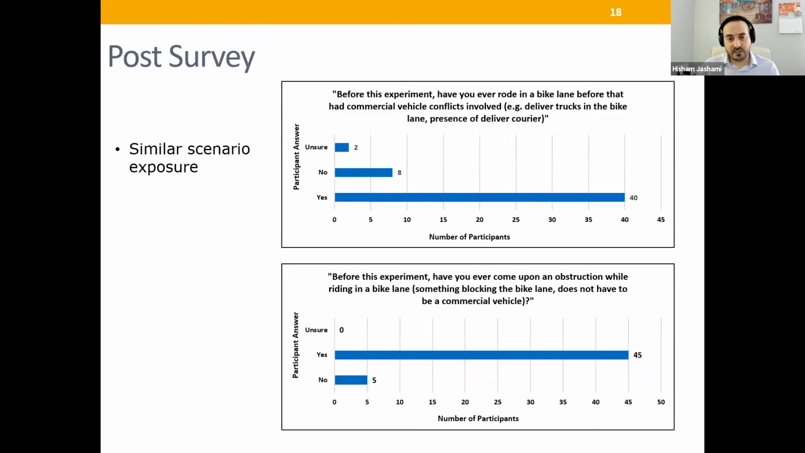We also asked them some questions, as we mentioned, and here are some questions that participants were asked. So I'm going to read it from the slide. Before this experiment, have you ever ridden in a bike lane that had commercial vehicle conflicts involved? That's the first question. We had 80% indicated that they had experienced the conflict before, while 16 stated that they hadn't, and 4 were unsure. The second question was related to any obstruction. Similar question, but not necessarily delivery trucks. So we had 45 participants indicated that they had experienced that before, while 5 didn't.